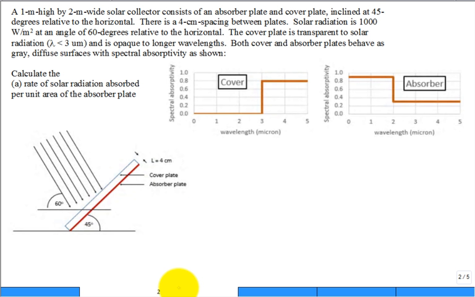We have a 1 meter high by 2 meter wide solar collector. So down here is the image of the solar collector right here. That's our solar collector. It consists of an absorber plate and a cover plate. Well, the absorber plate is color-coded red right here. You can see it. And the cover plate is just to cover it right here.